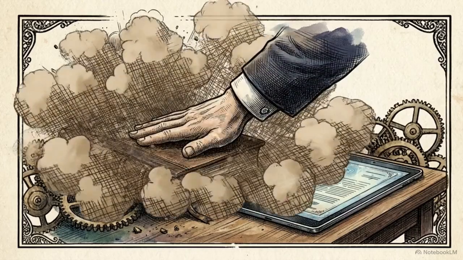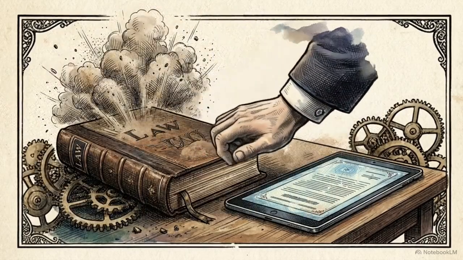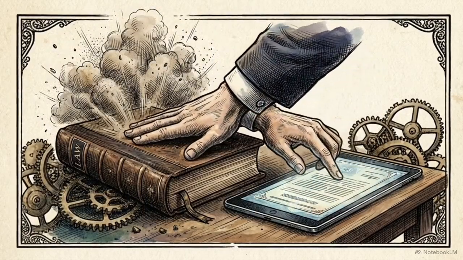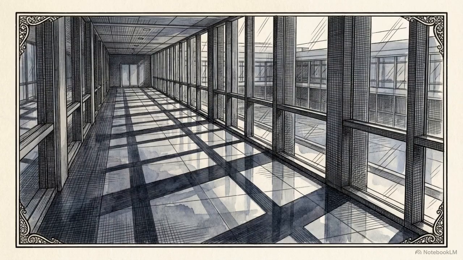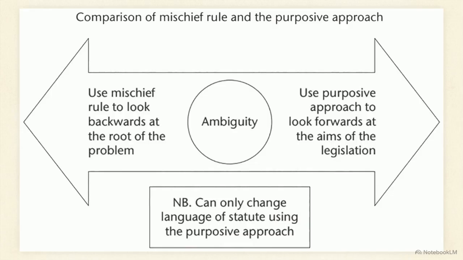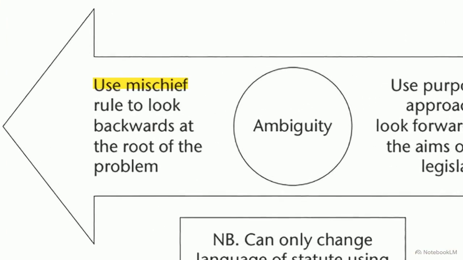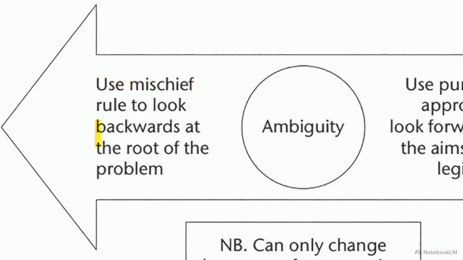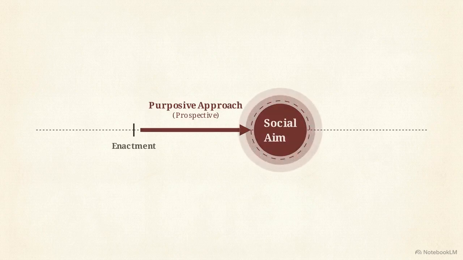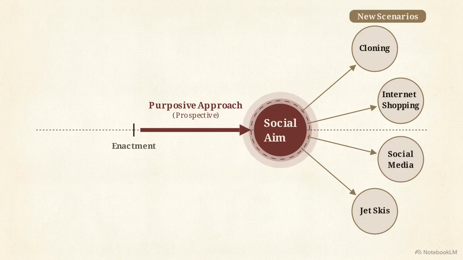While these rules are foundational, stopping at step 1 in a modern assessment ignores the reality of how judges now operate. Step 2 moves beyond the dictionary definition to consider the broader context and the purposive approach. This diagram shows the shift in judicial thinking. On the left, the historical Mischief Rule required judges to look backward to the common law, identifying the specific defect to implement Parliament's intended remedy. On the right, the modern Purposive Approach looks forward. It identifies the overarching social aim of the legislation, allowing the court to apply the statute to new scenarios.